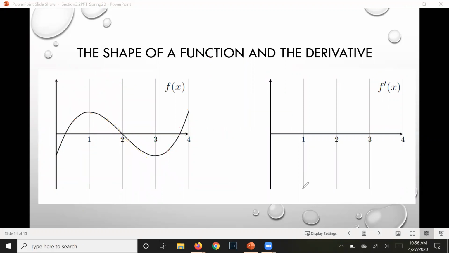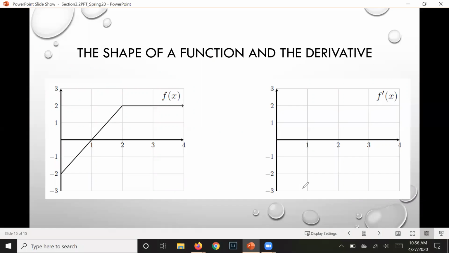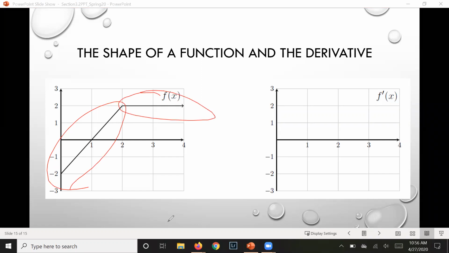All right, let's look at one more of these. So here we have something that looks like a piecewise function. And I say piecewise because I see a couple of different pieces here. I see an upward sloping line here, and then a horizontal line there. So that's what makes me think this is piecewise. And let's take a look at the slopes here. Let's look at the first part.